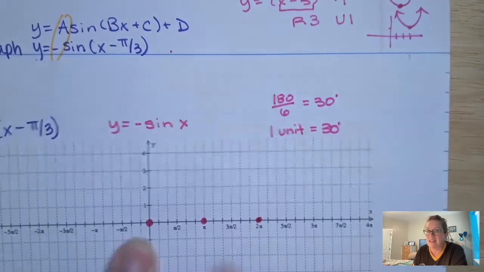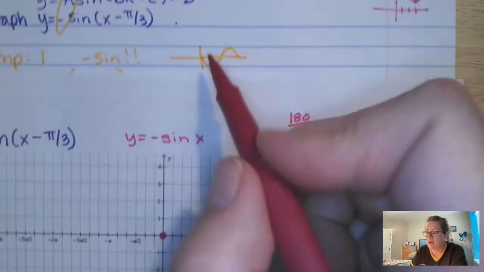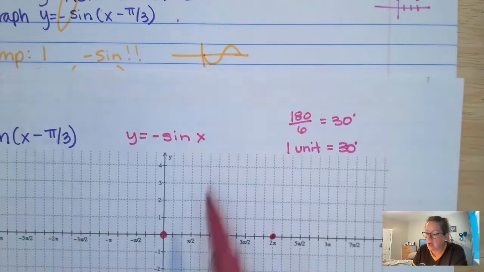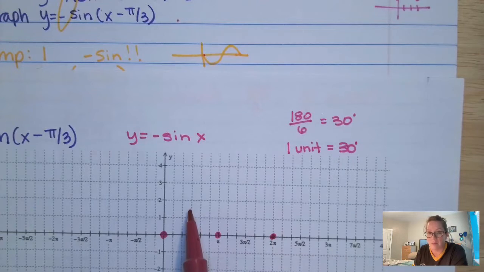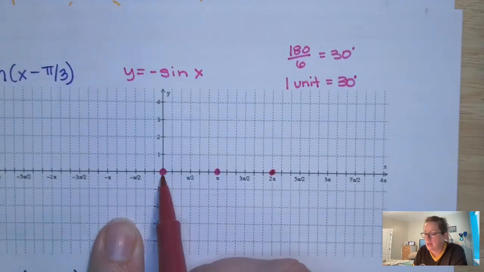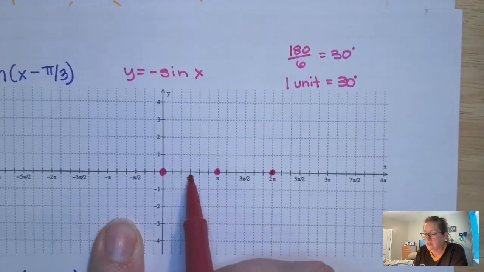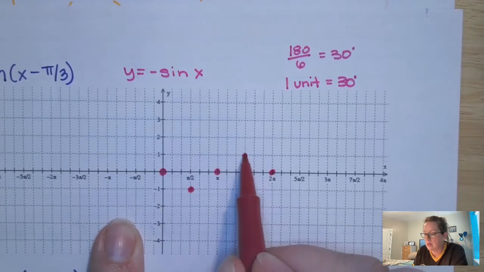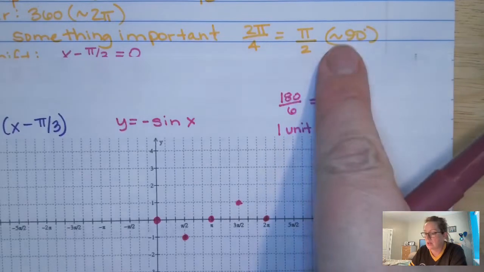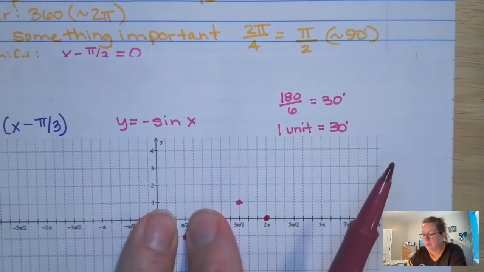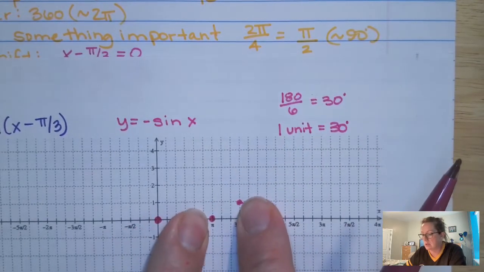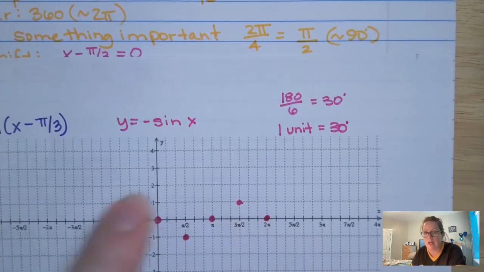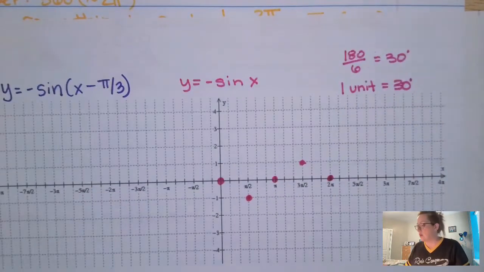If you didn't sketch this guy out knowing it has to go down, a lot of kids would have put it up. Okay, so be careful on that. So halfway between these guys is a half, and I'm at -1. Half, -1. So something important is happening every 90 degrees. There's 90 degrees, 90 degrees, 90 degrees, 90 degrees. Okay. All right, now let's go ahead and do our shift.